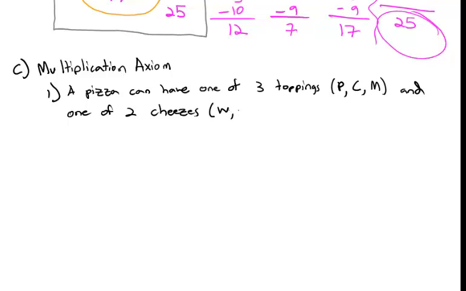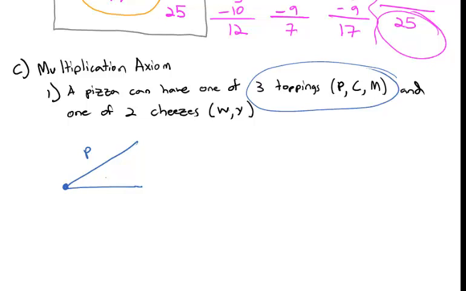I'll just say white and yellow cheese. You can figure out what kind of yellow cheese you like, or white cheese you like. But just for the sake of this conversation, what we really have is a couple choices along the way. The first choice is in topping. You need to choose if you want a pepperoni topping, Canadian bacon topping, or a mushroom topping.